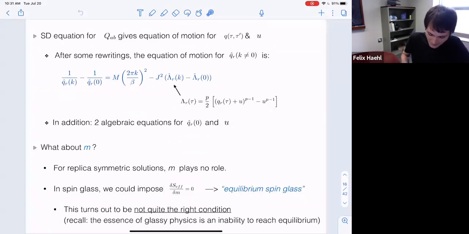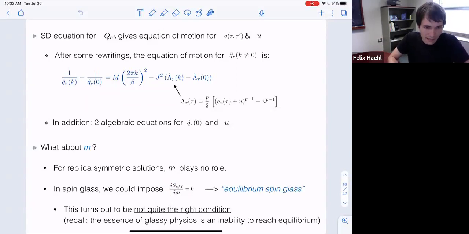I'll sometimes refer to this as equilibrium spin glass, but I should say that this is going to turn out to be not quite the right thing to do. In a few minutes, I'm going to tell you a different way to think about M, which does not satisfy this extremization condition. At some high level, perhaps one can think of this as having to do with the fact that the essence of this glass phase is that the system does not reach equilibrium, or that it moves very slowly between these free energy states. One manifestation of this is that we're not extremizing the action with respect to this parameter.